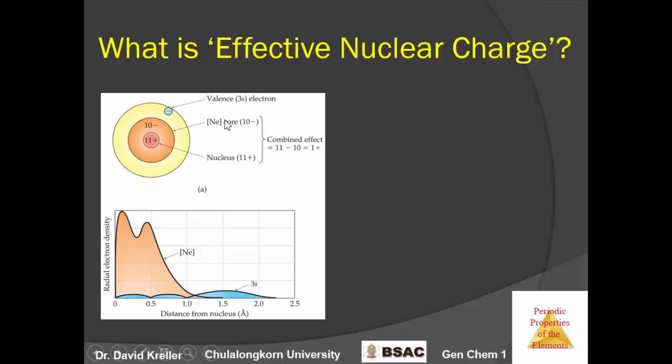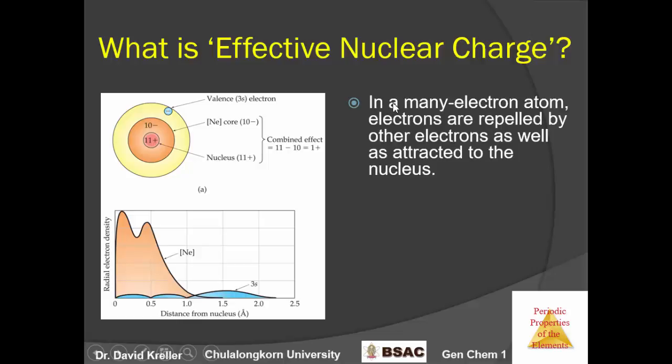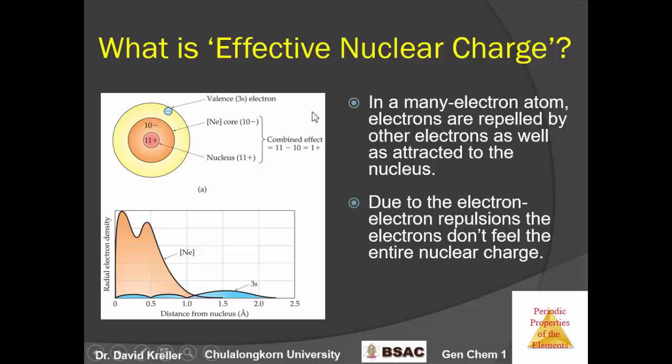Now, what is effective nuclear charge? As we've mentioned, in a many-electron atom, electrons are repelled by the other electrons, as well as attracted to the nucleus. And we basically said this in words on the last slide. Due to the electron-electron repulsion, the electrons don't feel the entire nuclear charge. So the nuclear charge that an electron feels we'll call the effective nuclear charge. And that's always less than the actual nuclear charge.